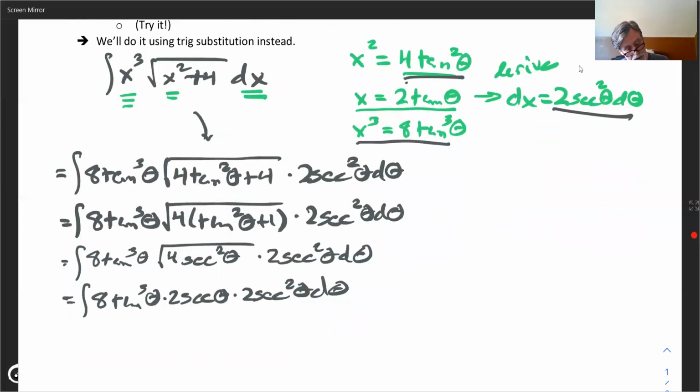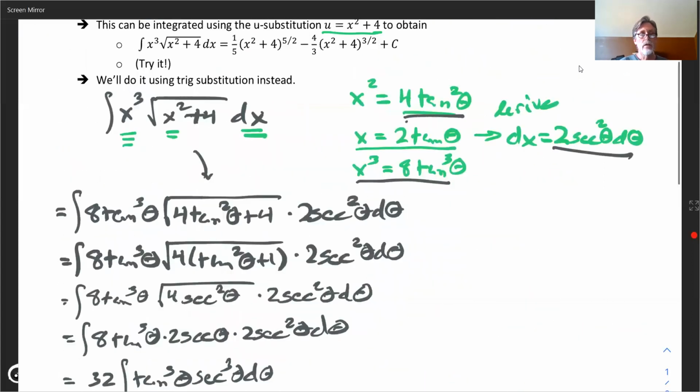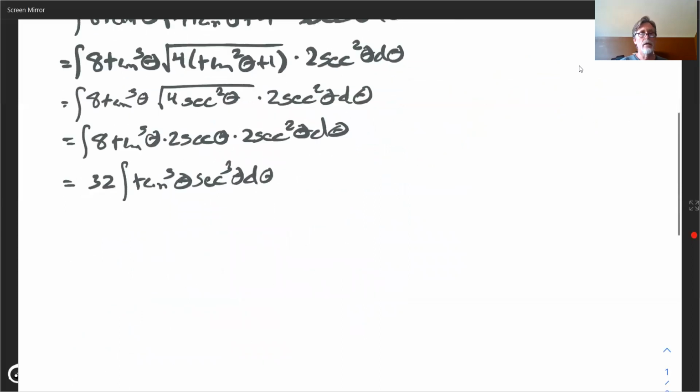So I like to take the numbers and move them out of the way. So 8 times 2 times 2, I think is 32. And I've got a tangent cubed. And you know what else? Secant cubed. That should ring a bell. We did something similar to that in the previous video that we did. Whoops. Lost my mind. Okay.